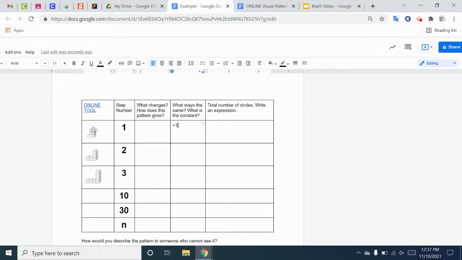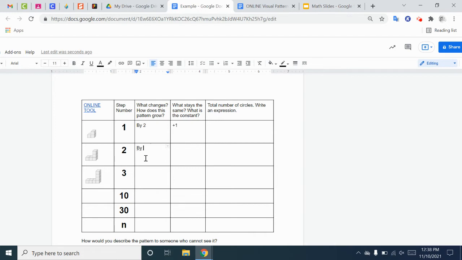Now, how this pattern changes, well, I have 1 on top and 1 on the left. And then I have 2 on top and 2 on the left. And then I have 3 on top and 3 on the left. So it looks like it's going up by 1 each time, except it's going by 1 on top and 1 on the left. So it's actually going up by 2 each time because there's 2 places where I'm adding a block each time. So I'm actually going up by 2 each time.